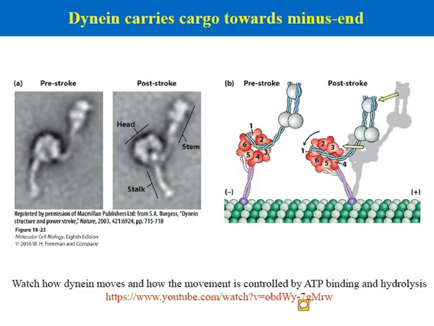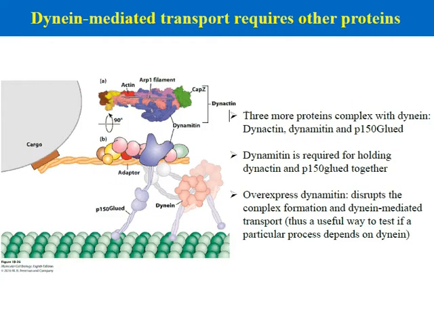So this is only the motor, the large subunit. But in order for the whole thing to work, it also needs to bind to other proteins. The other proteins are called dynactin, P150, and a protein called dynamitin. So altogether, in addition to dynein, you have three other proteins: dynactin, dynamitin, and P150. The whole thing forms a complex and is then attached to the cargo. The dynactin is actually the protein that tries to hold everything together, holding the dynamitin and P150 together, and then linking into the dynein.